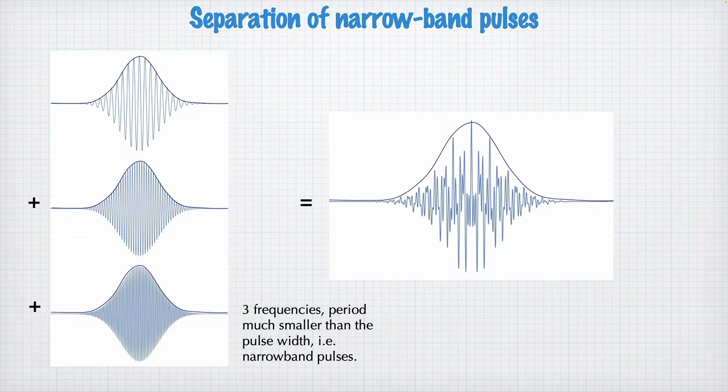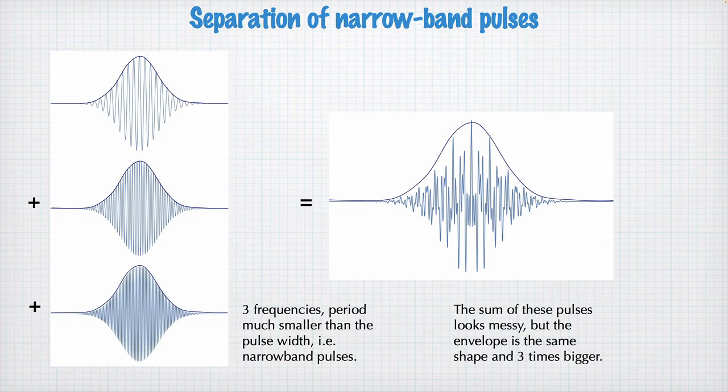When we add them together, we get something where the envelope has the same shape and width, although it's been scaled. The height is now 3 times bigger because we're assuming here each of these pulses has the same height. If we give them each unit height, then the height of this envelope must be 3 times bigger. Underneath we have a bit of a mess because we have beating between these 3 different frequencies. So it looks pretty messy, but there's still an envelope and there's still frequencies underneath this envelope.